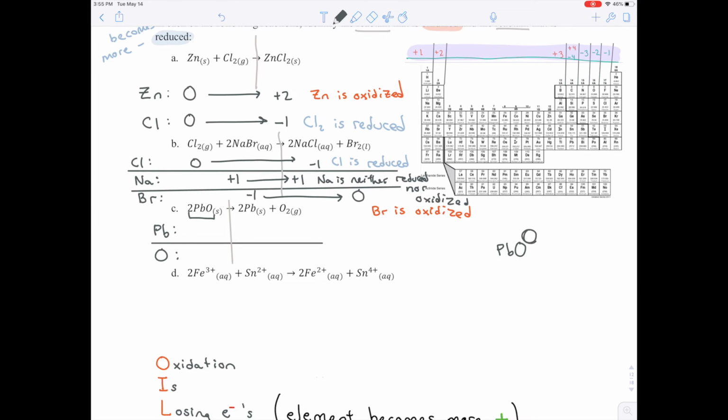The overall charge has to be whatever is written in the top right. And since nothing is written in the top right, the overall charge has to add up to zero. We have two elements, lead and oxygen. I'm going to separate those with a plus sign. We have one lead. How do you know?